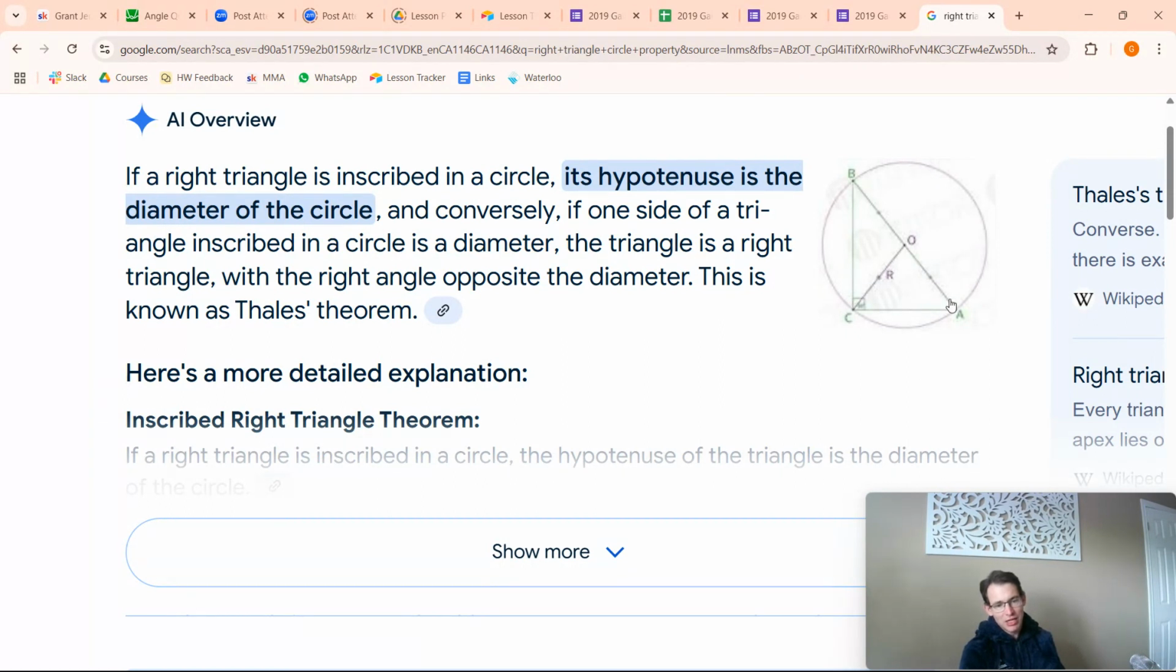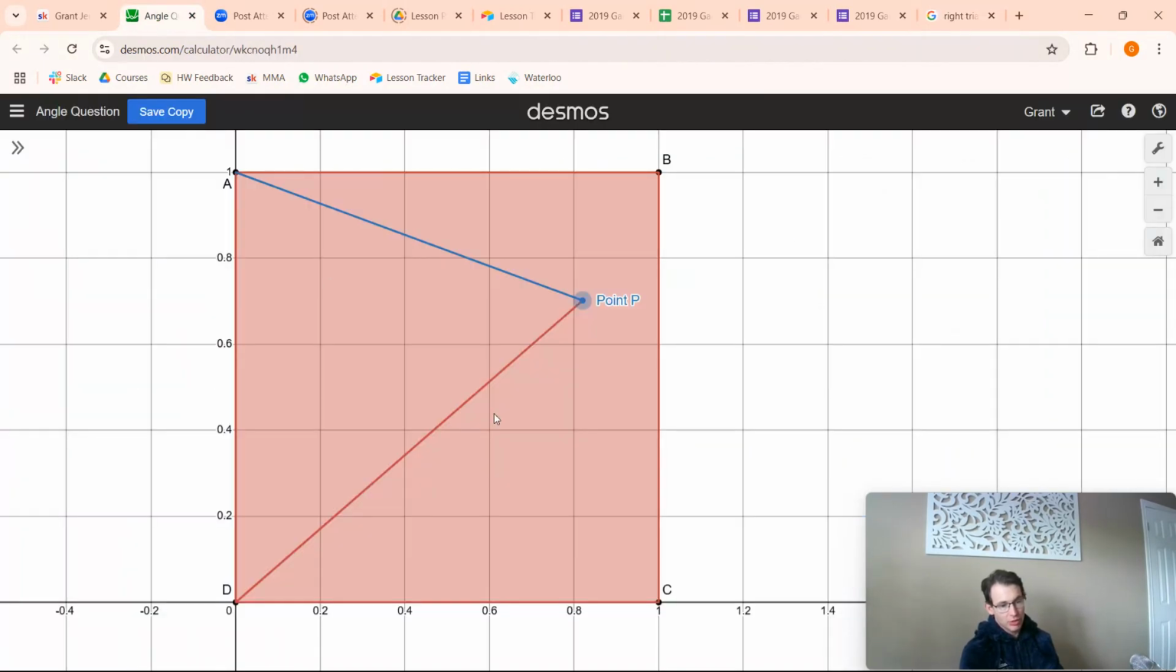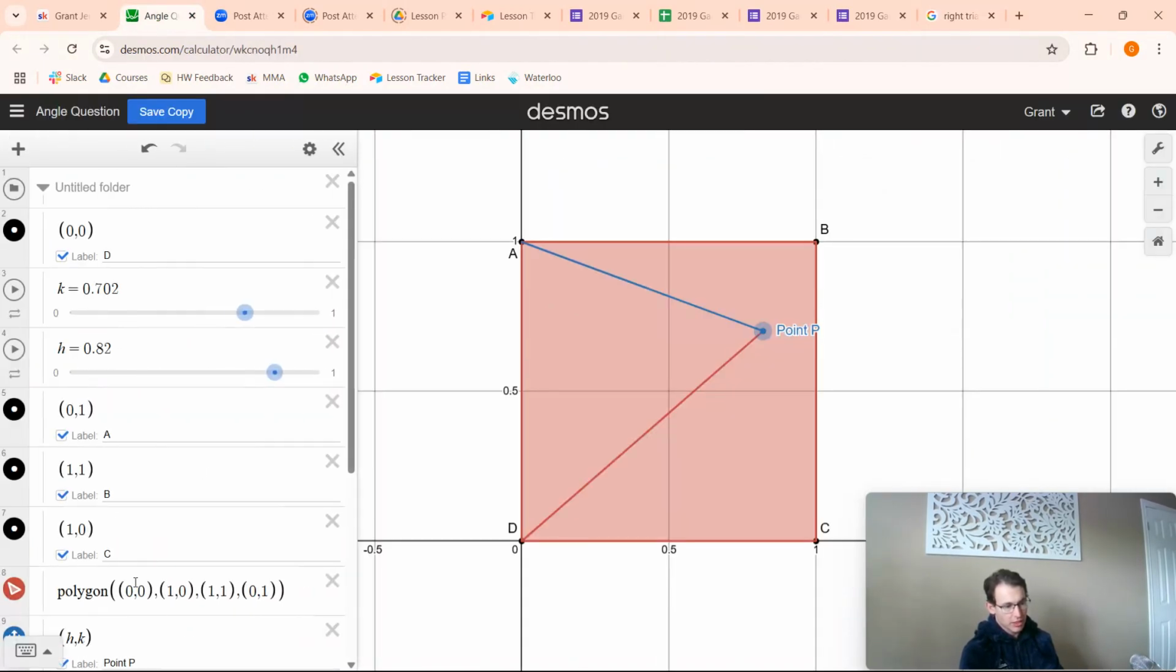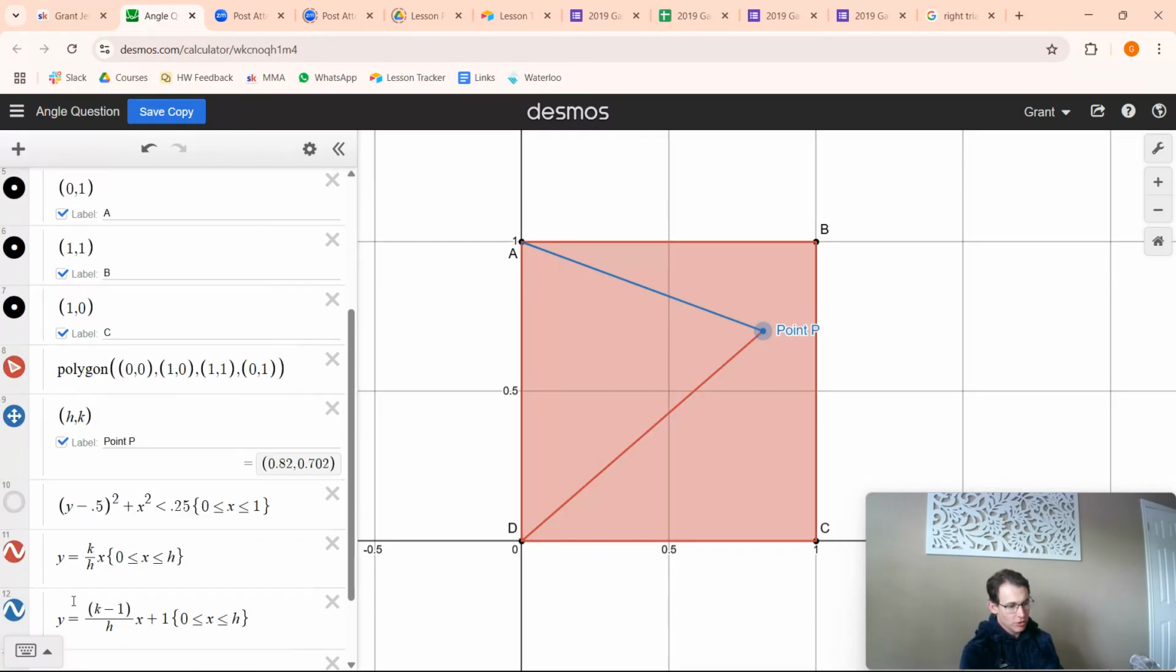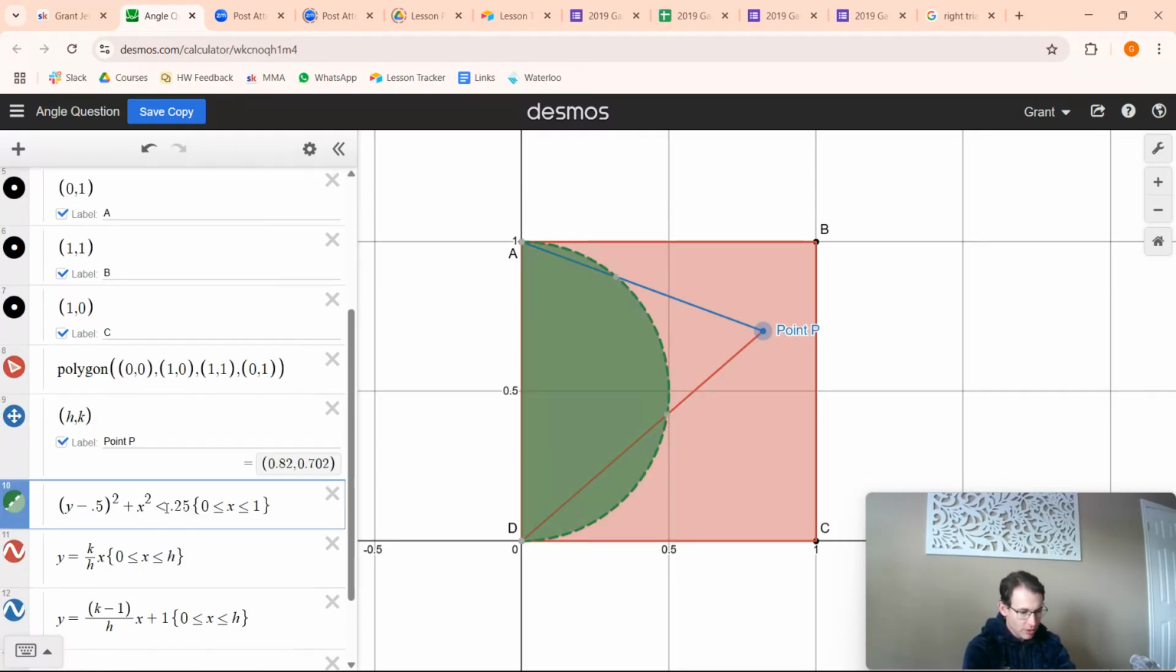Imagine AB is the diameter of a circle. Any point on that circle will create a triangle ABC that will be right angled at C. This is a circle property and it shows up here. Let me show you this circle property inside our beautiful Desmos visualization. Let me turn on our circle.